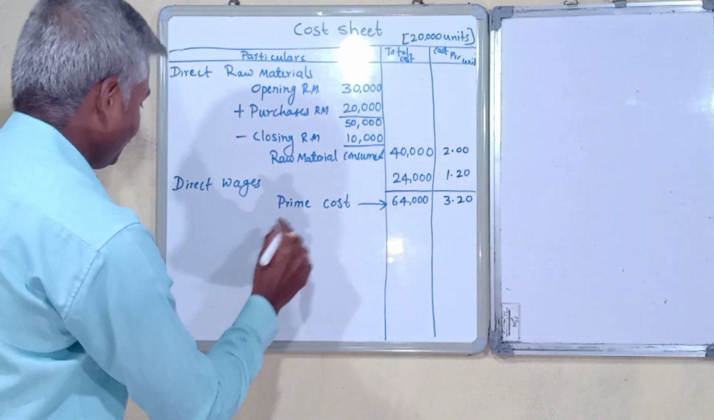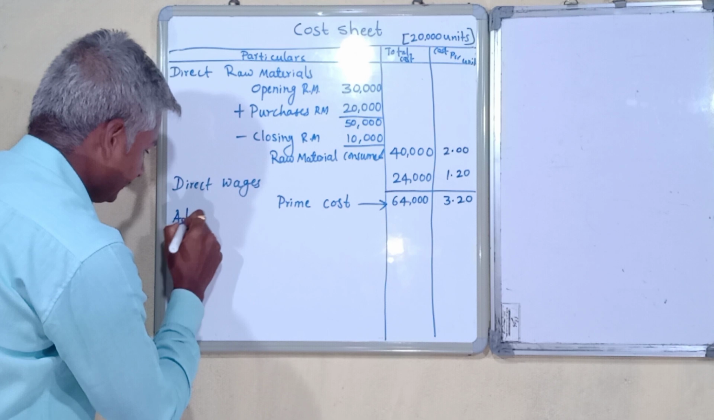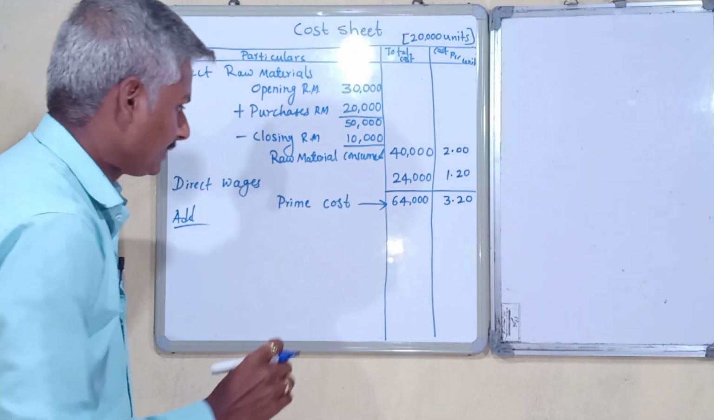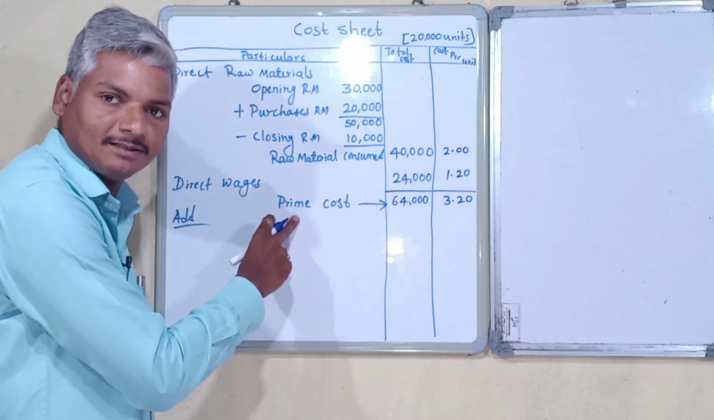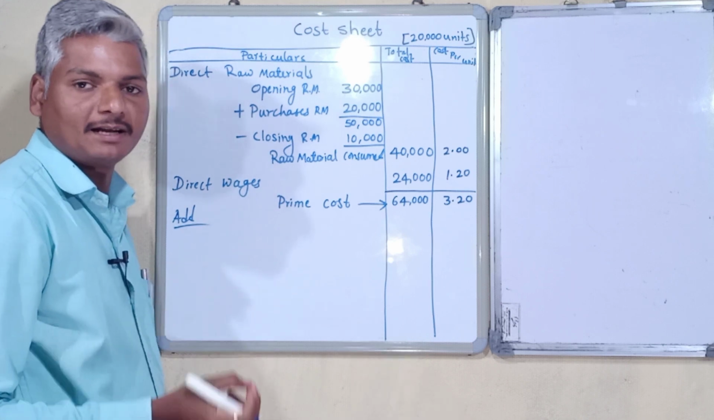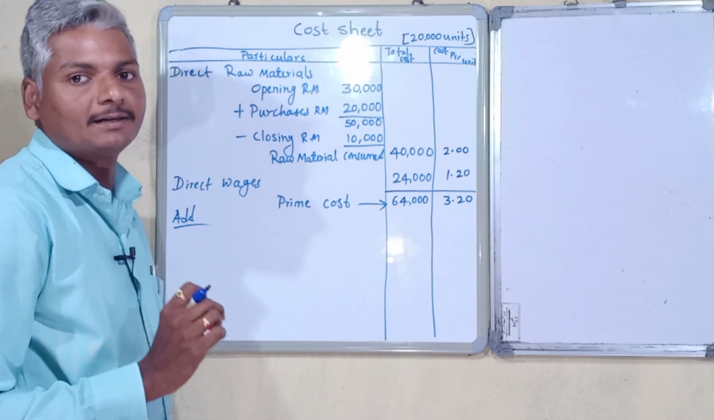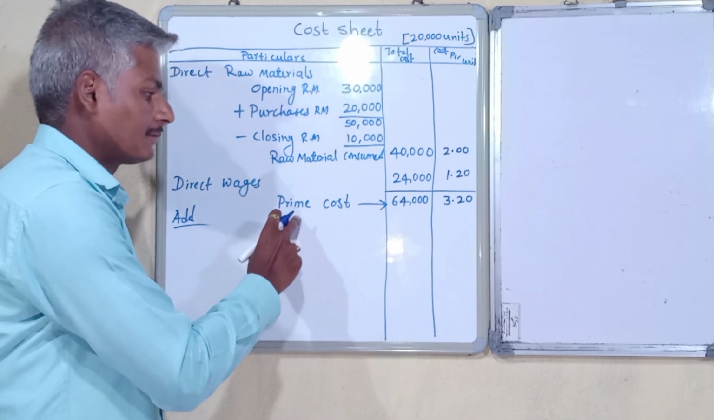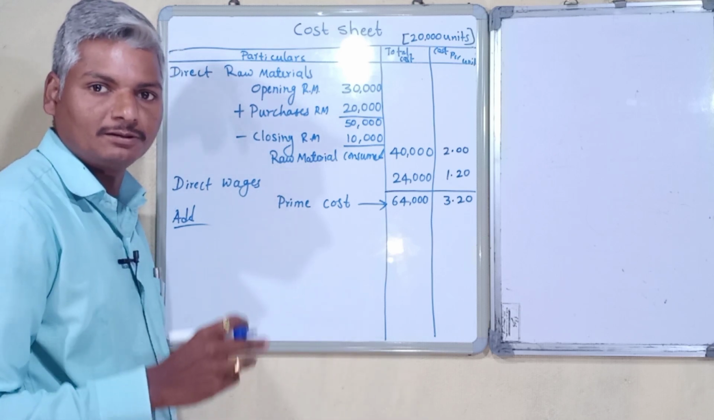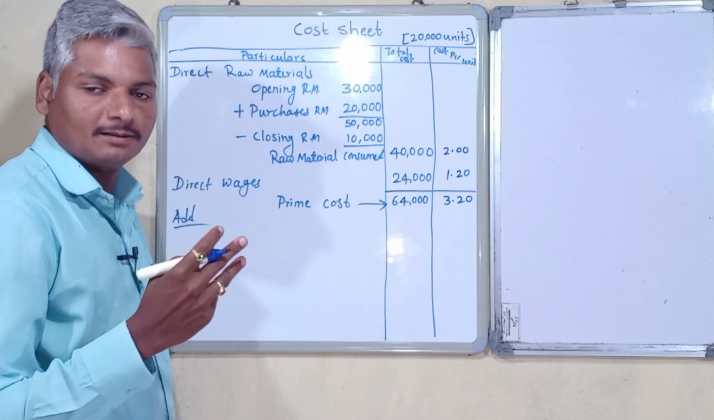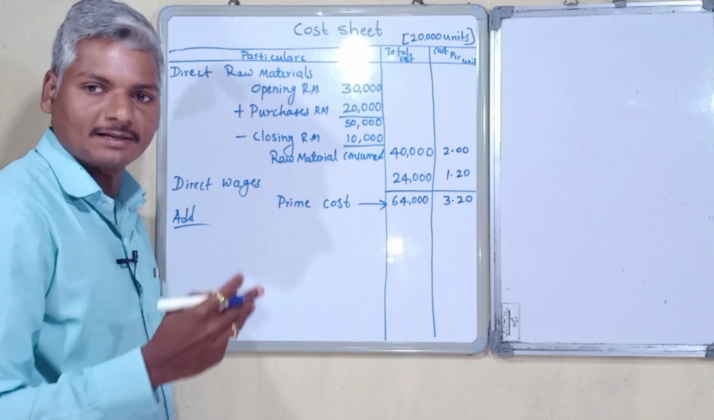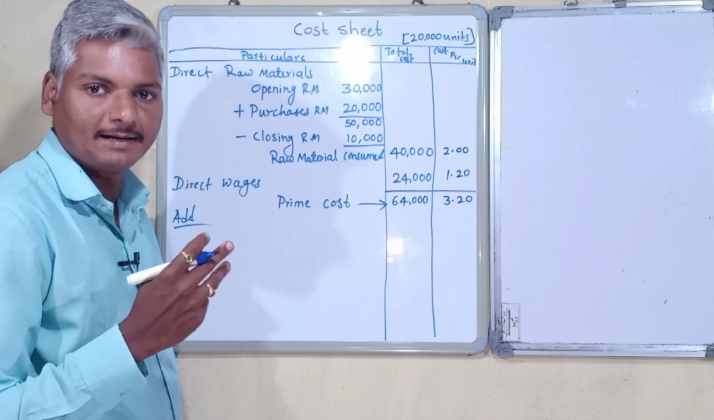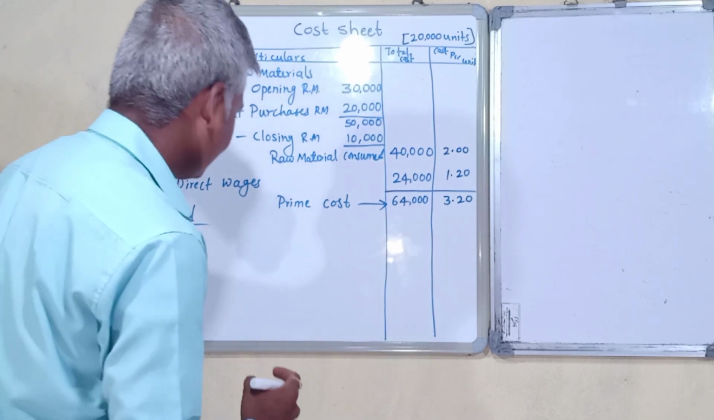Again I am telling you, prime cost is a combination of direct material, direct labor and direct expenses. Prime cost includes three direct things, that are direct material, direct labor and direct expenses.